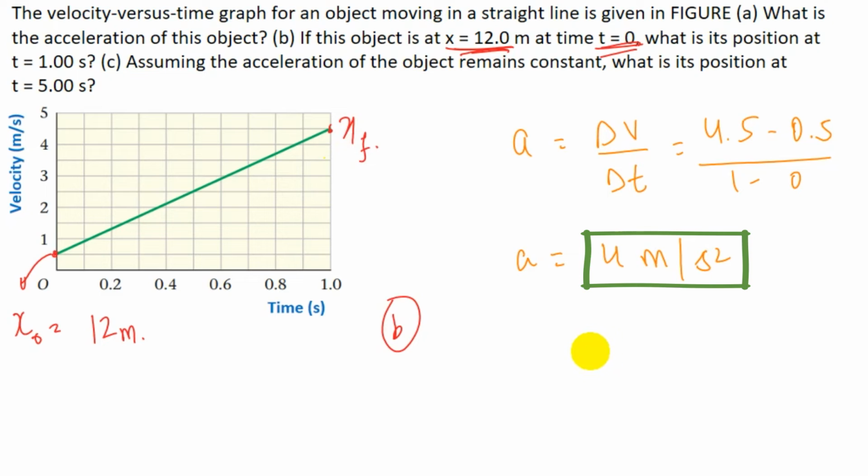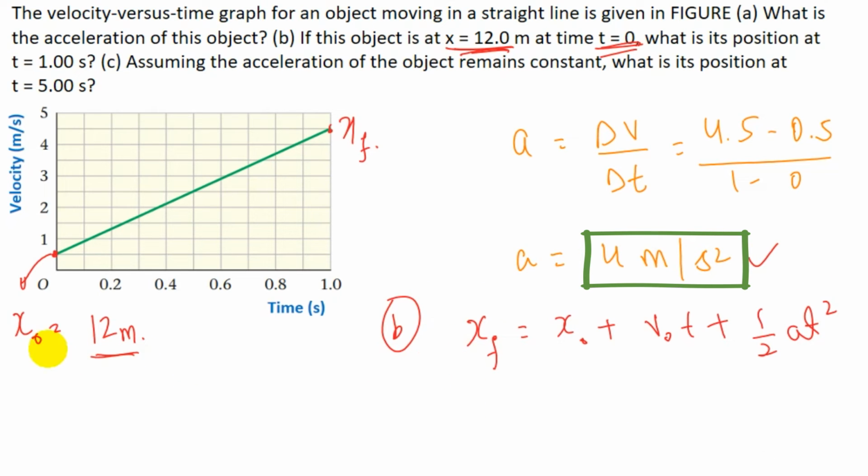Now there are multiple ways to find this answer. You can use this equation: xf equals x naught plus v naught t plus half a t squared. xf we need to find, the initial position we know is 12 meter, the initial velocity we also know is 0.5 meter per second, time we know, we need to calculate xf at time t equals 1, so we can put t as 1 here, and acceleration we have calculated. So we can use this equation.